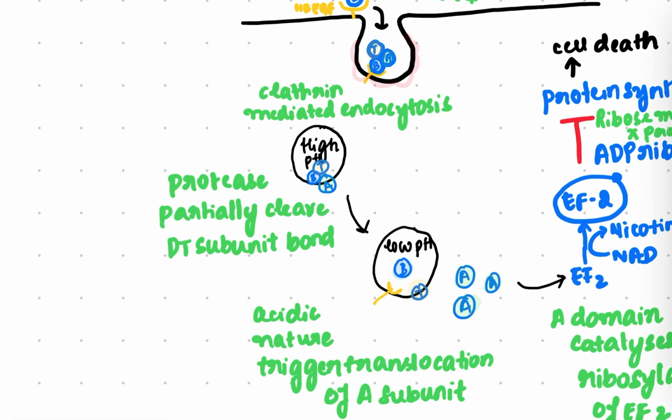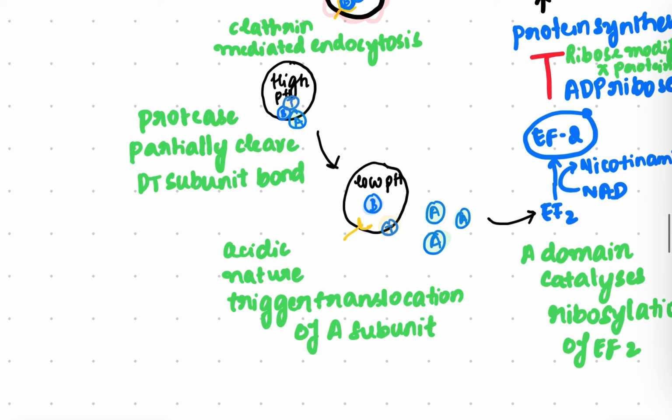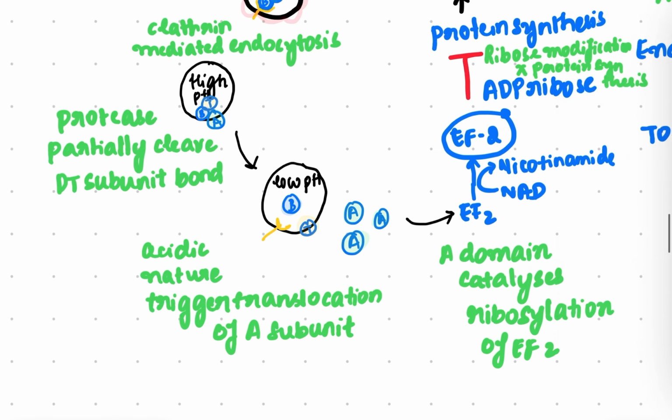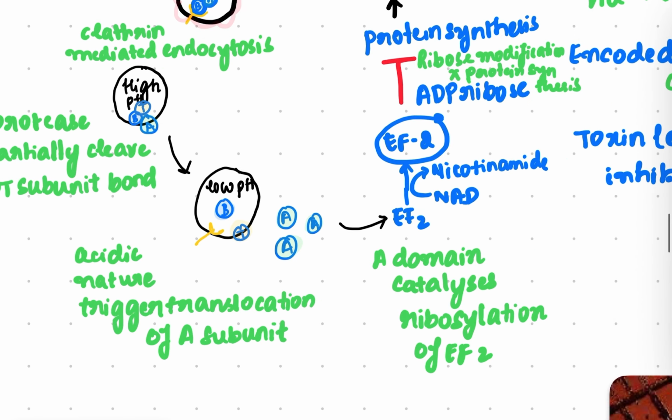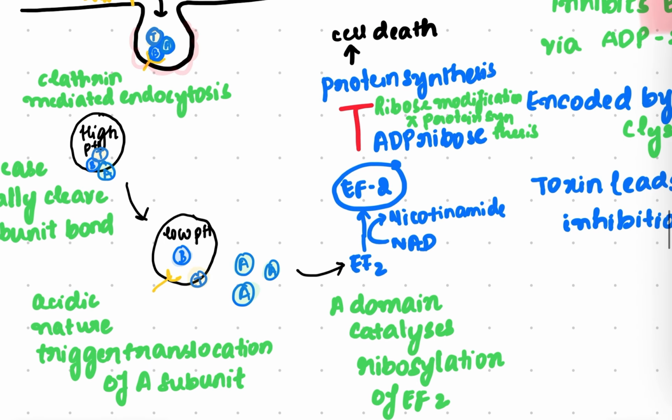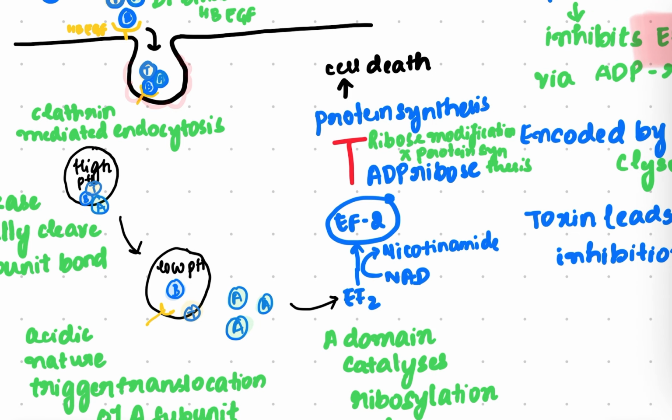In high pH, that is alkaline pH, the protease will partially cleave the diphtheria toxin subunit bond, that is the B and A bond will be broken, and low pH, that is acidic pH, will trigger the translocation of the A subunit. This A subunit, which is the active part, will actually cause the disease. The A domain will catalyze the ribosylation of EF-2, and this causes modification in the EF-2, causing inhibition of protein synthesis.